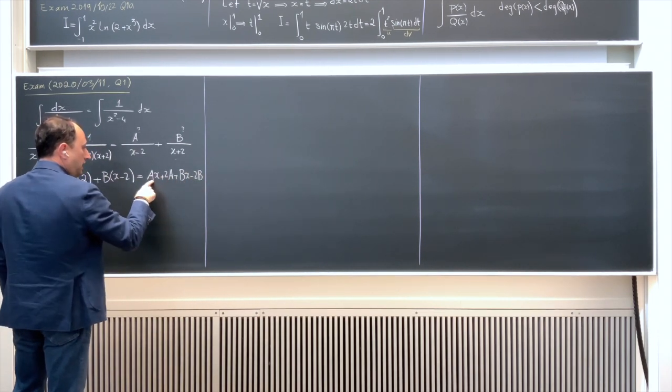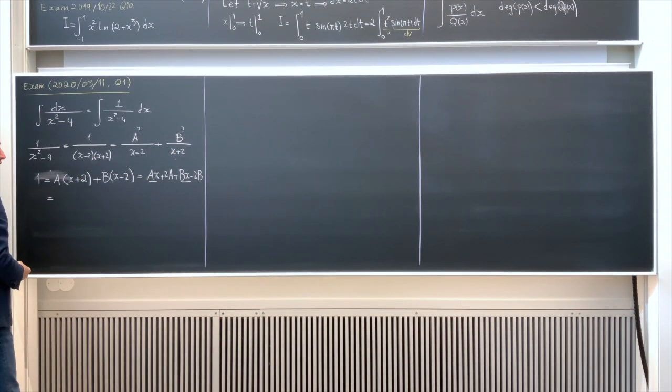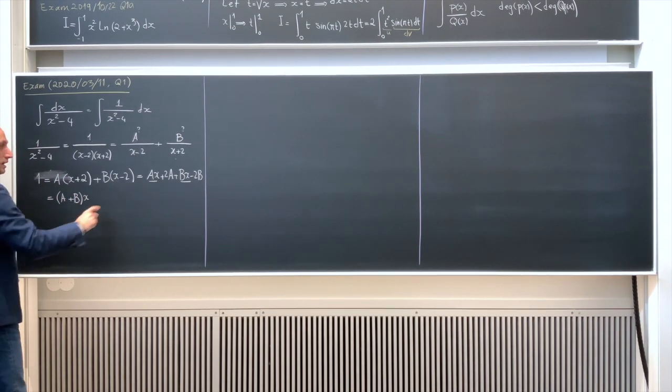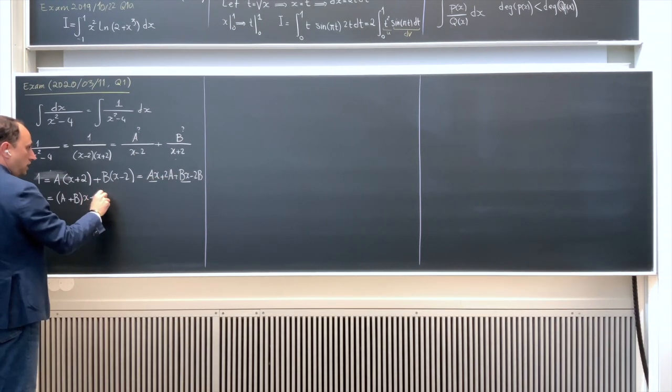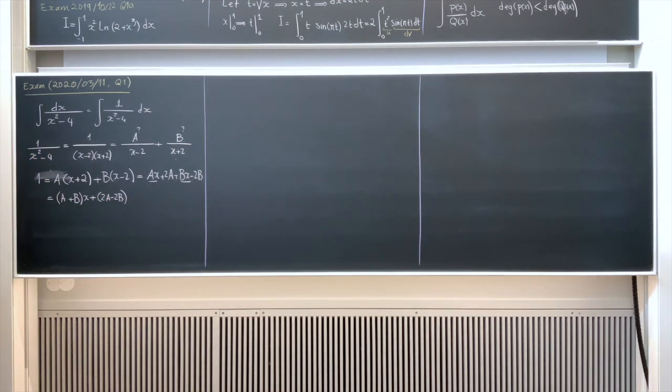Okay, and then x appears here and there, but I want to write it in a standard form, so I want x to be in one place. So this means that I factor x out, and then the coefficient becomes a plus b. And then I have 2a minus 2b, which is actually a constant number.